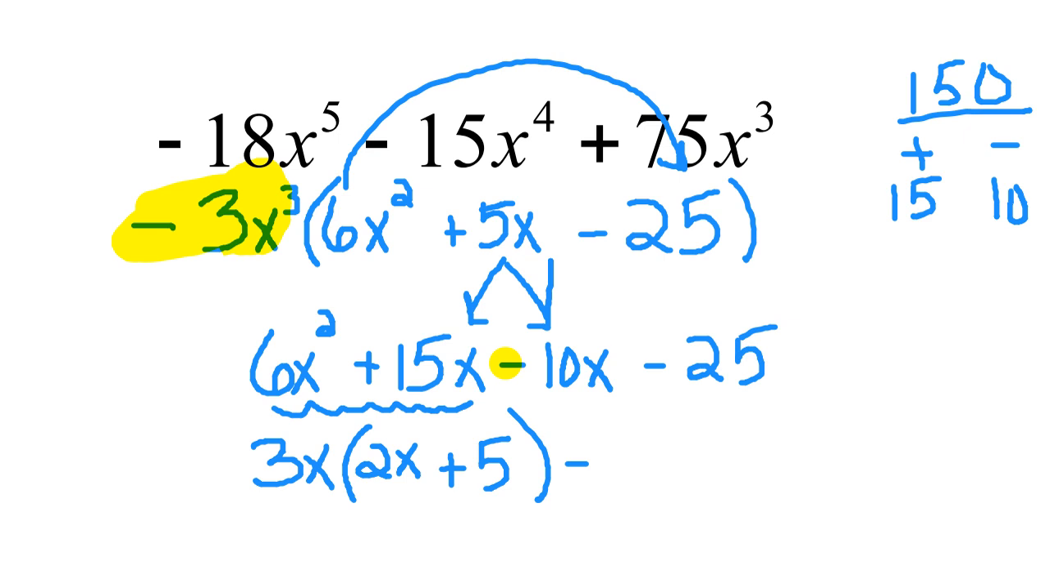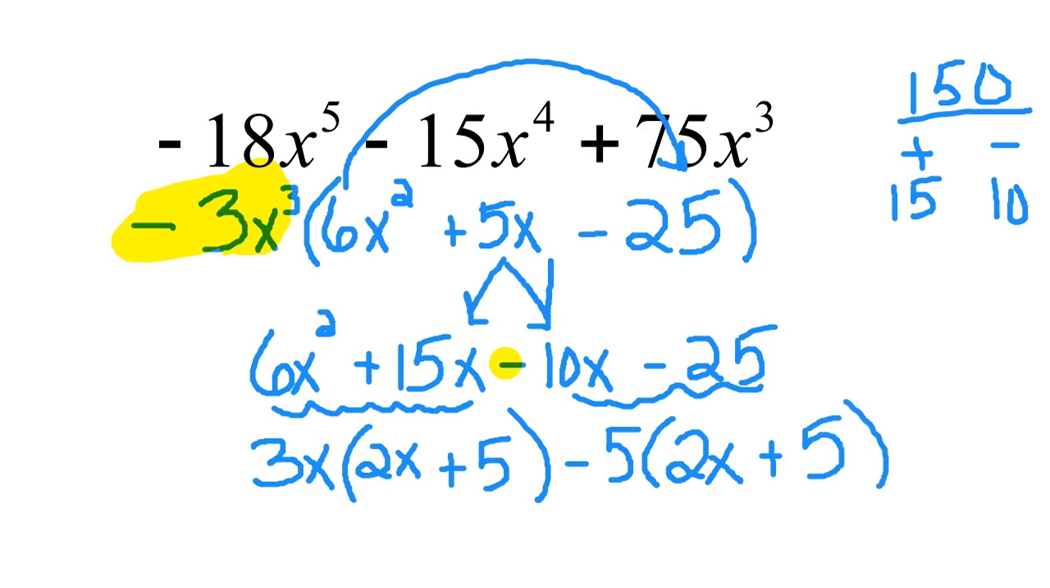Once we do, we group together the last two terms and we find the GCF. 10x and 25 have a GCF of 5. Be careful when we divide out the 5, it's negative. Negative 10x divided by negative 5 is positive 2x. And negative 25 divided by negative 5 is positive 5.